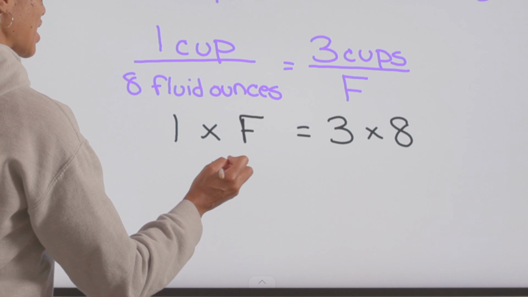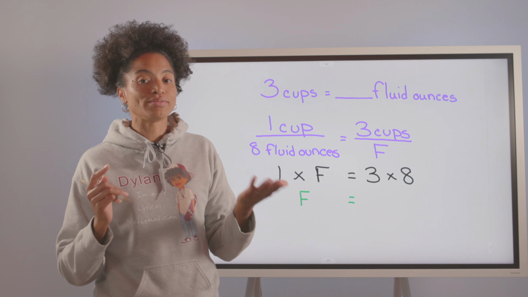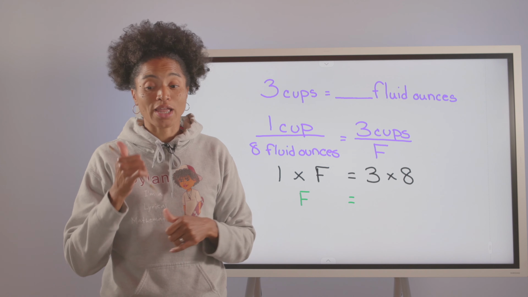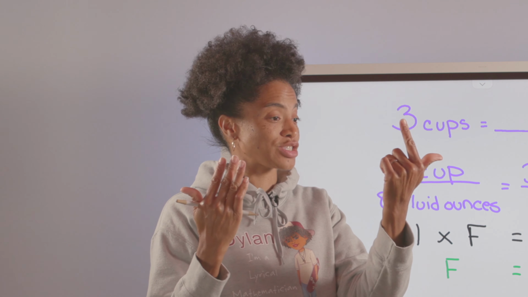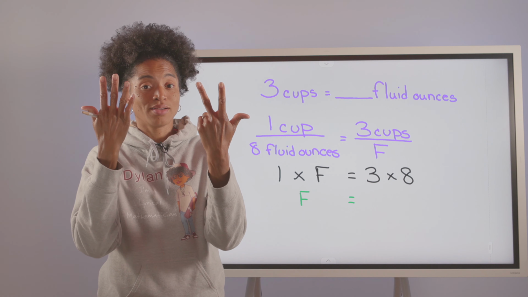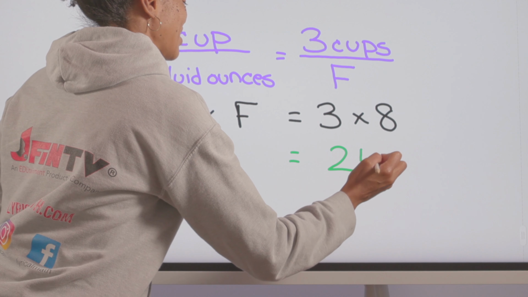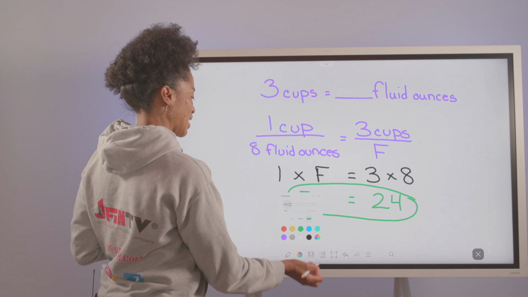And 3 times 8 is how much? You might have your times tables memorized. Maybe you do, maybe you don't. You can skip count. You can rap this out with me like 3, 6, 9, 12, 15, 18, 21, 24. 3 times 8 is 24. Write that down. And just like that, we have our answer.